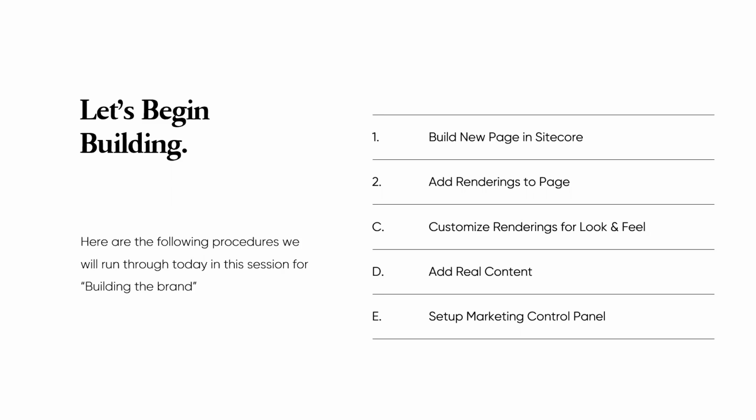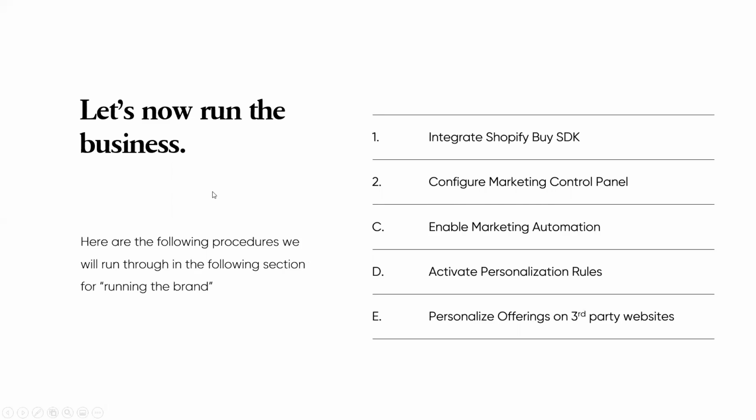Again, we're going to do this over 2 sessions. In our next session, post that, we're going to run the business. We're going to integrate the Shopify Buy SDK. We're going to configure the marketing control panel, where it gives us marketing language and taxonomy to register goals like clicking on the add to cart button, goals such as interested in a Bic pen versus a block pen.